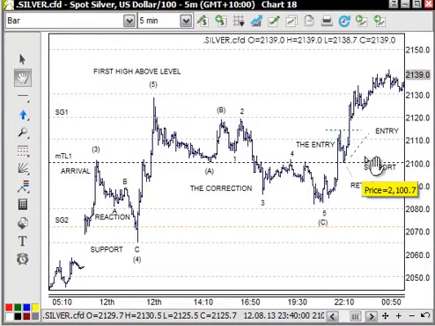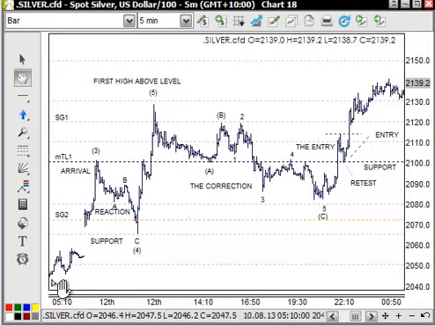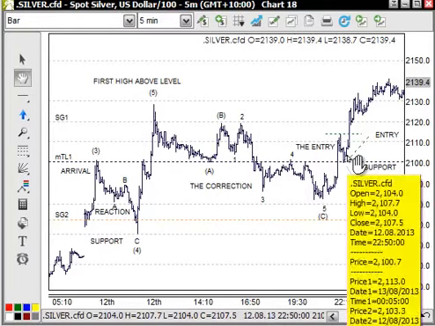And if it does that, well, then I find normally if it touches just nicely on the level, it just makes life a little bit easier. So anyway, that's the classic trading levels pattern: the arrival, the reaction, the support, the first high above the level, then the correction in 3 swings. Even if you can't work them out, doesn't matter, you're still looking for that support back up through here.